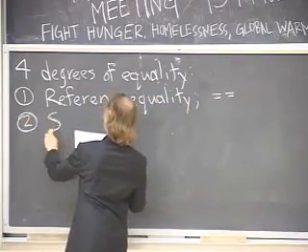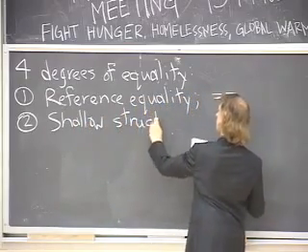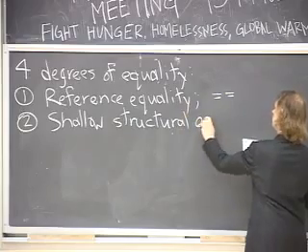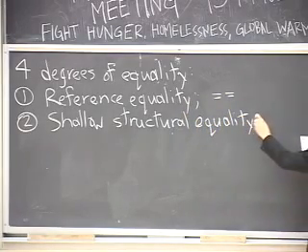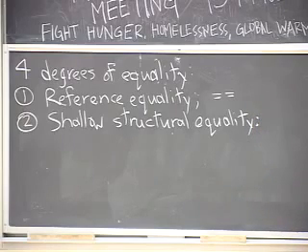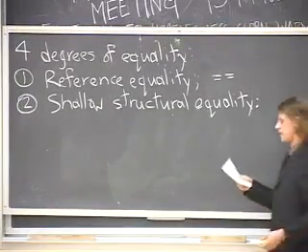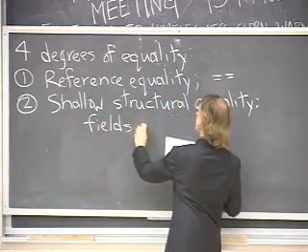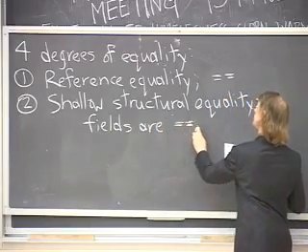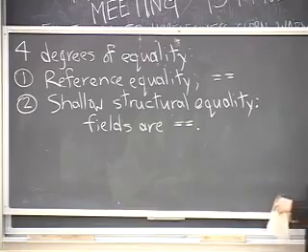Another one might be called shallow structural equality. So shallow structural equality means the two objects could be different objects, but what you really check is whether their contents have reference equality. So if the two objects have fields that are exactly the same, then that's shallow structural equality.